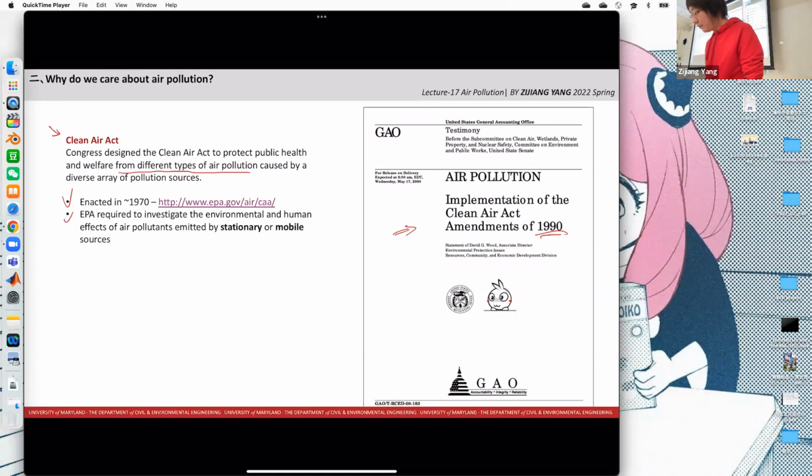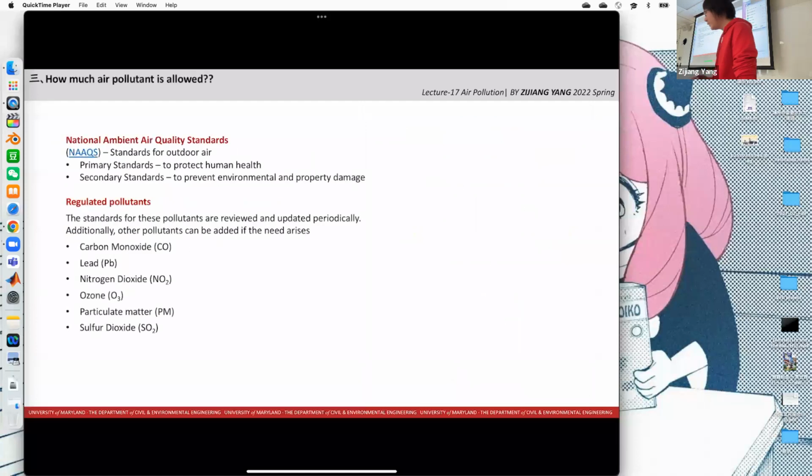EPA is required to investigate the environmental and human effects of air pollutants emitted by stationary or mobile sources. Basically, the mobile source mainly refers to the vehicles on the road. And because of this act, for our environmental studies, we have some funding to do this research.